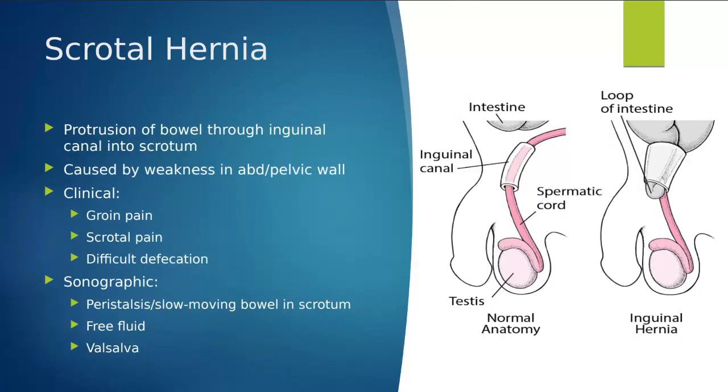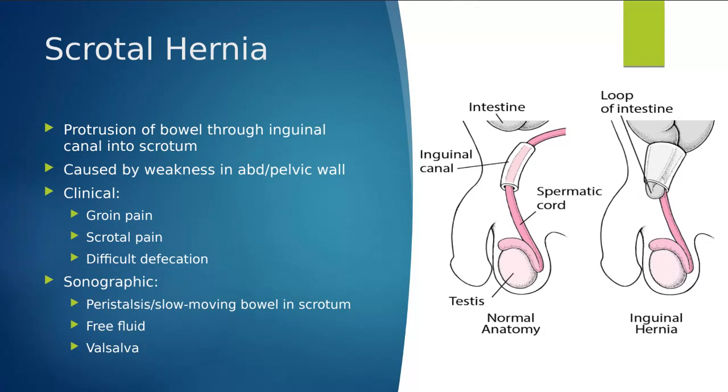Next, we have a scrotal hernia. This is the bane of every ultrasound tech's existence. Extremely hard for us to diagnose, especially when they are small. But this is when we have an abnormal defect in the abdominal or the pelvic wall. We have some kind of weakness in that particular area, and it allows for the protrusion of the patient's bowel to go right through that canal into the scrotum itself.